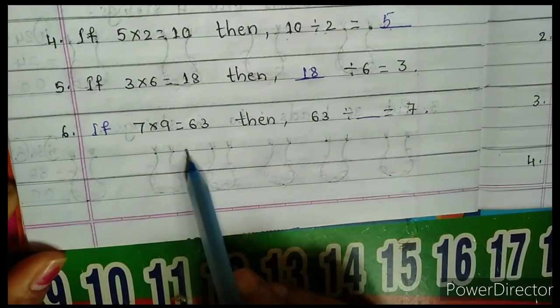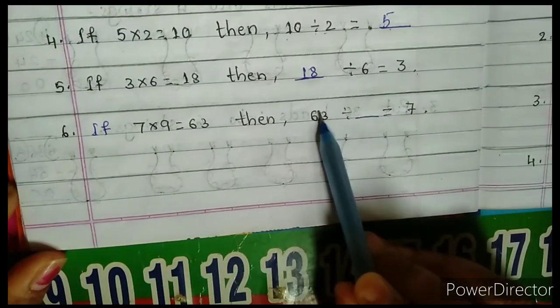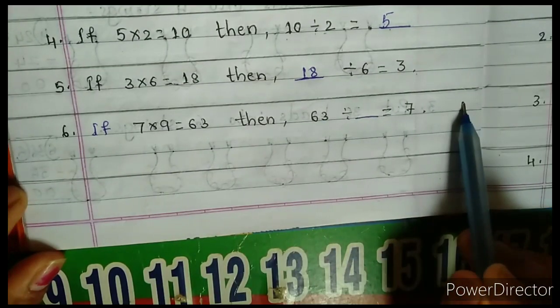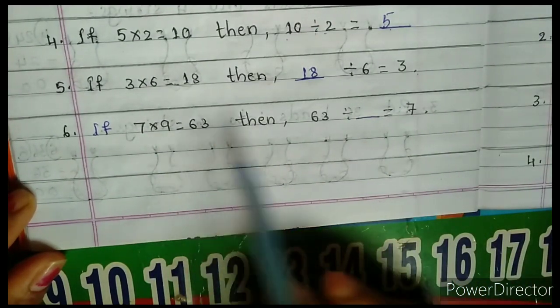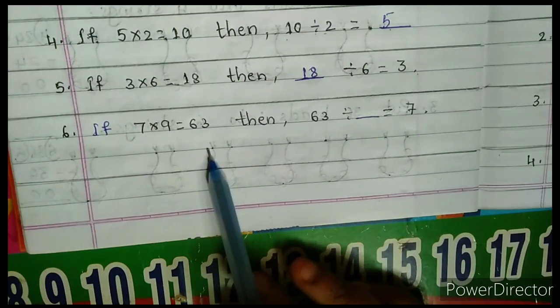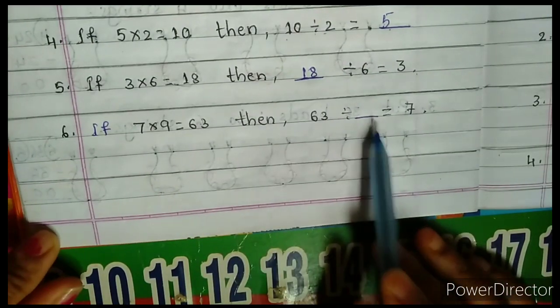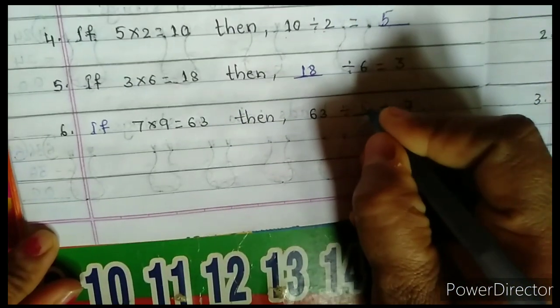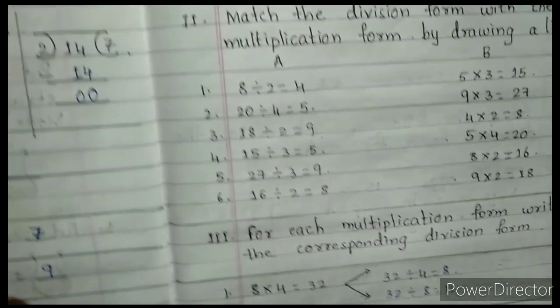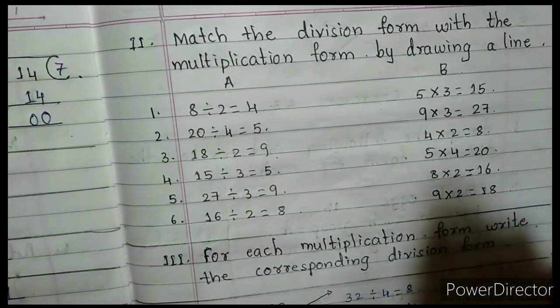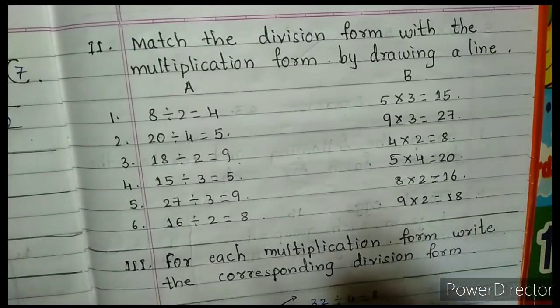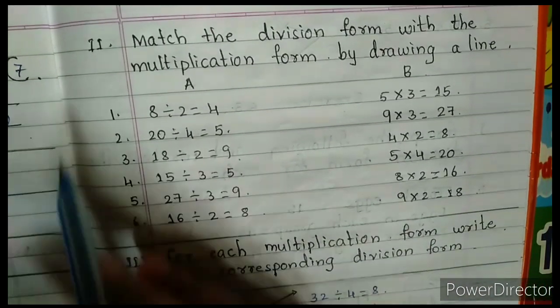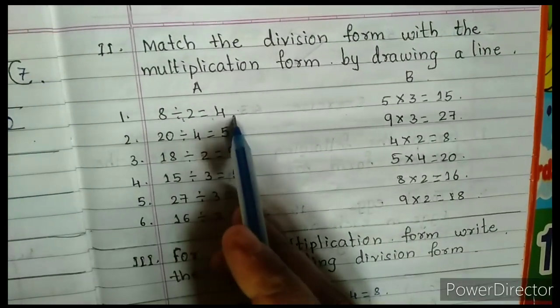If 7 9s are 63, then 63 divided by dash equals to 7. 7 is there? Yes. 9 is there? No. 63 is there? Yes. So what is missing? 9. So now we will learn how to solve, match the division form with the multiplication form by drawing a line. Okay. See here, 8 divided by 2 equals to 4.